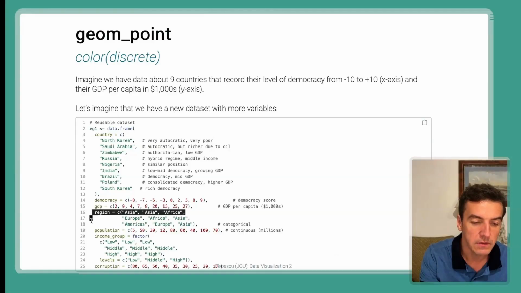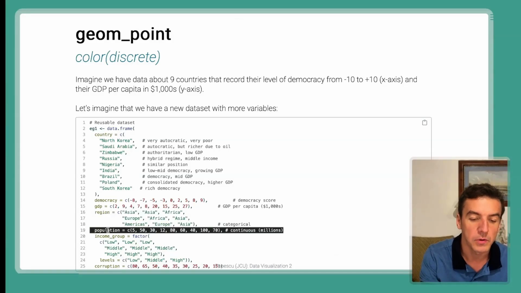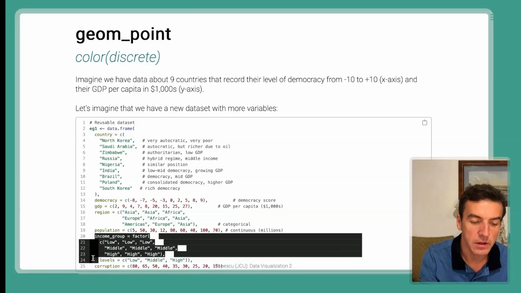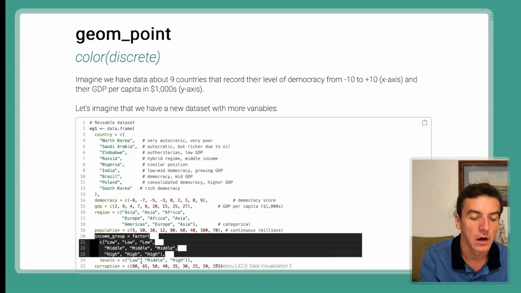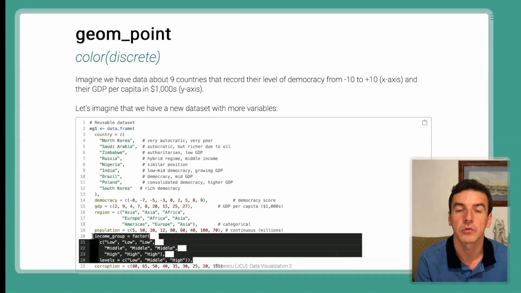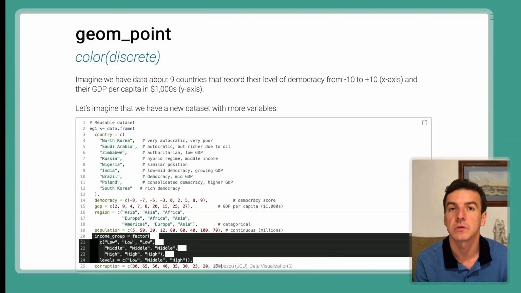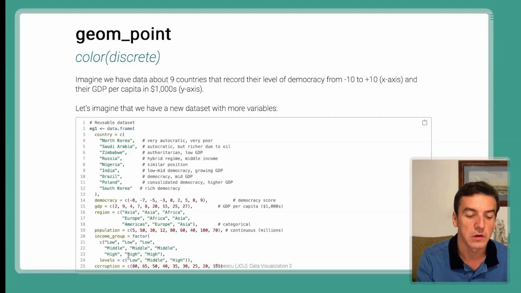Then we have another variable called region. So what continent they're part of. We have another variable called population in millions. We have another variable called income. So countries that are part of low income groups, middle income groups, and high income groups. This is a bit trickier because this is a factor variable. I'm going to show you in a few slides how this affects our interpretation and what this really means when it comes to mapping aesthetics. And then we have a final variable that captures corruption. So levels of corruption in all these 9 countries.